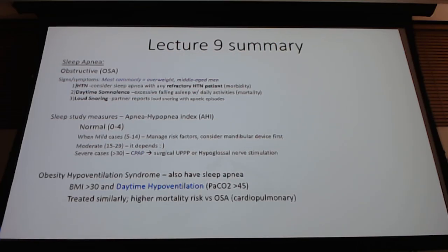All right. So again, understand these ranges. Understand that if someone is 0 to 4, you do not need to do any intervention. That's a normal sleep study. When we get into the 5 to 14 range, mild, then you can talk about risk factors, maybe mandibular devices. Certainly when we talk about severe cases, CPAP is going to be our standard of care.